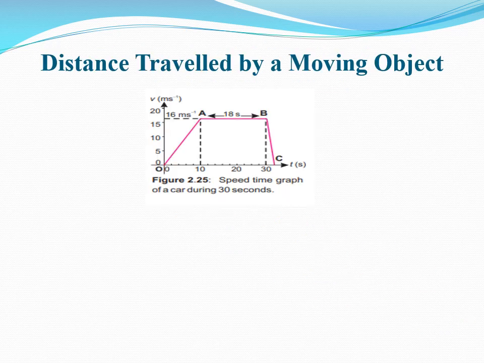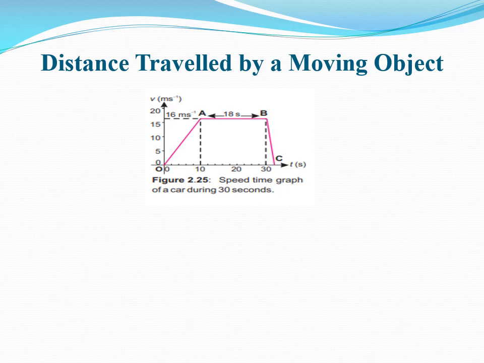Dear students, the very important property of speed time graph is we can get the distance traveled by a moving object with the help of the speed time graph. The area under a speed time graph represents the distance traveled by the object. If the motion is uniform, then the area can be calculated using the appropriate formula for the geometrical shapes represented by the graph.